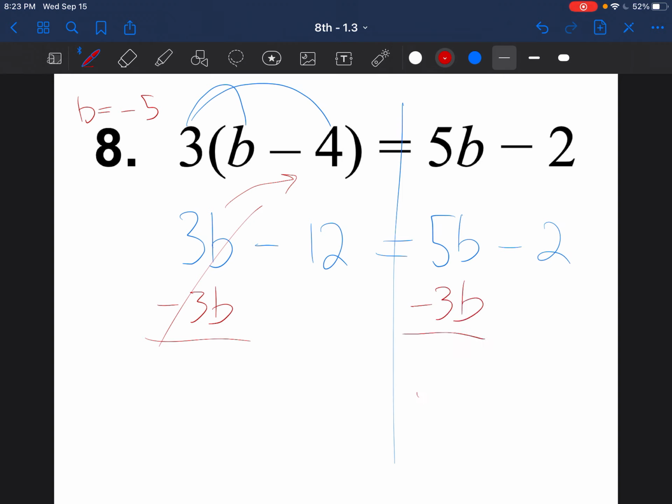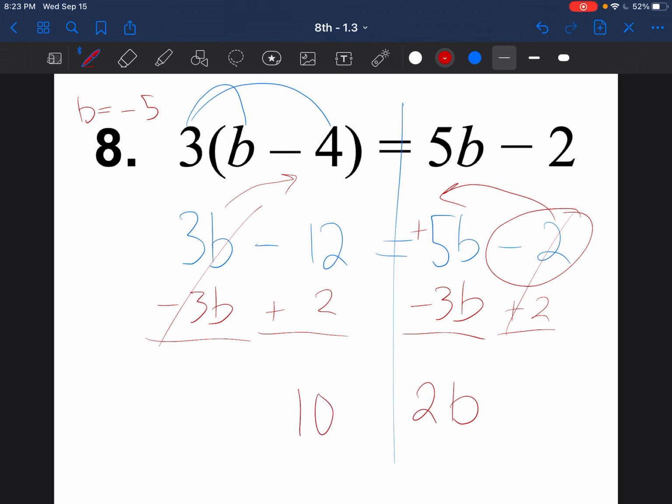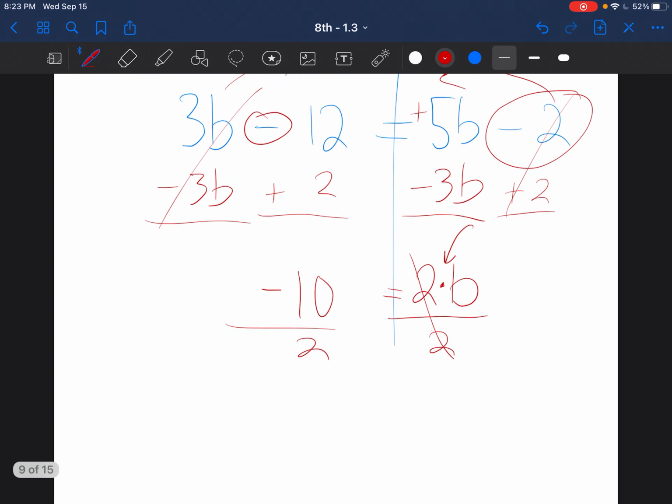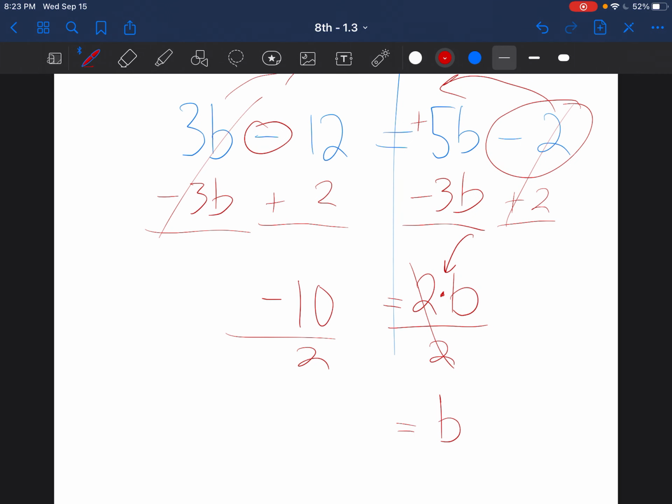What is 5b minus 3b? That's 2b, right? We do have more positives than we have negatives. Now let's move this that way. The opposite of subtracting 2 is adding 2. Let's add 2. They are different signs, so if they are different signs, you have to subtract. 12 minus 2 is 10. We do have more negatives than positives, so that's negative 10. Well, what invisible operation is right there? It is multiplication. The opposite of multiplication is division. Divide that by 2, divide that by 2. And you now have b is equal to 10 divided by 2 is 5. The negative stays, so you now have b is equal to negative 5.